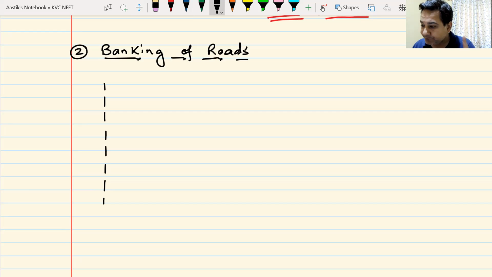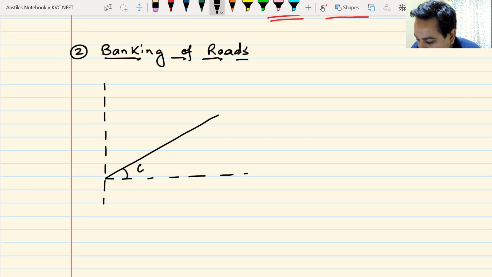Now, previously the road was flat like this, but when the roads are turning on circular paths, they are not made flat like this. They are tilted slightly. I don't know how many of you have noticed this. They are tilted slightly at an angle theta. This theta is known as the angle of banking. Do we understand this?